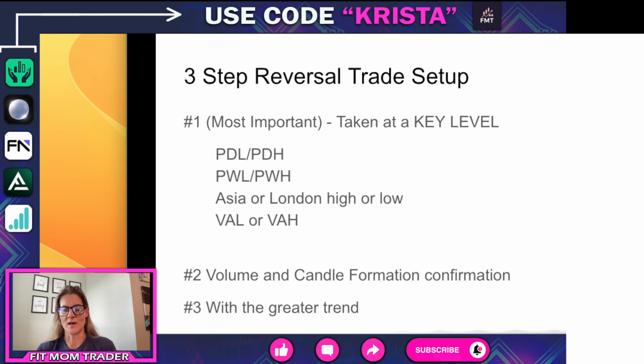All right, so that's what I watch for, volume and candle confirmation. That's what makes me enter the trade. And then the third thing is with the greater trend.